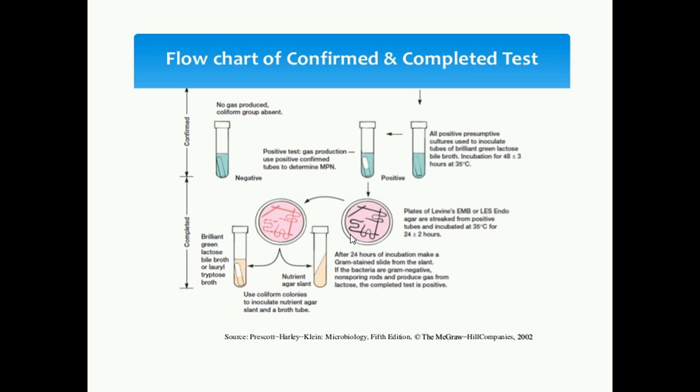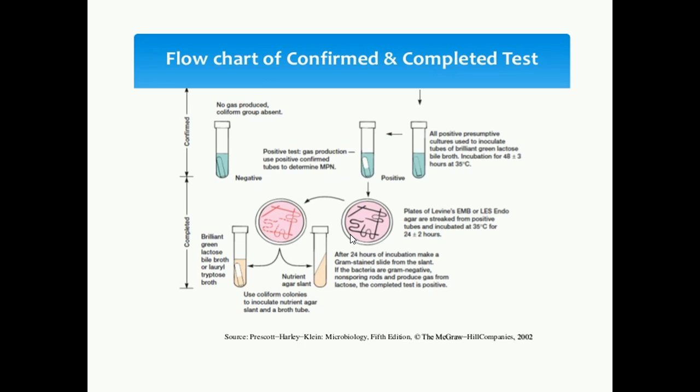Flowchart: here we are observing the flowchart, confirmed test and complete test. Here, no gas produced means coliform groups are absent. Positive test: gas production, use positive confirmed tubes to determine MPN. For these positive tubes, all positive presumptive test cultures are used to inoculate tubes of brilliant green lactose broth, incubated for 24 to 48 hours at 35 degrees centigrade.